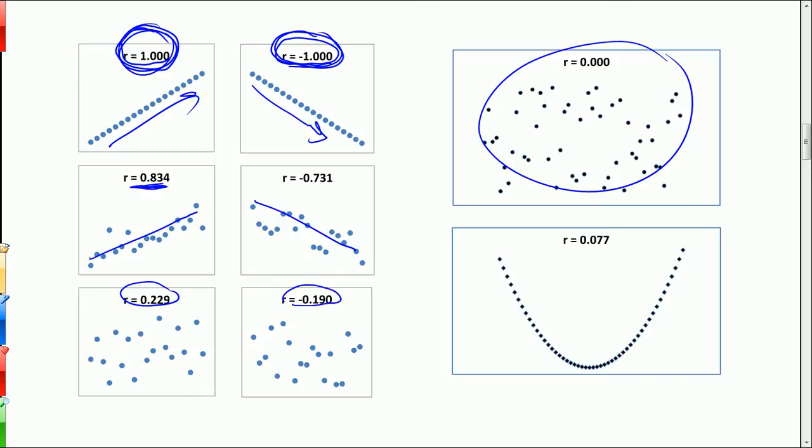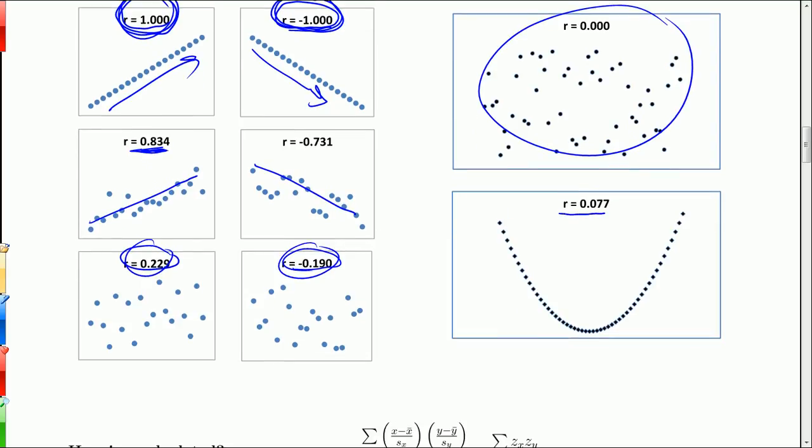Same thing with -0.19. All right, so as it starts getting down around these numbers, it gets harder and harder to spot any sort of relationship. And then finally, over here, R equals 0.077. So that's a very weak linear relationship, 0.077. So there's almost no correlation. But notice there is a very strong association, right?